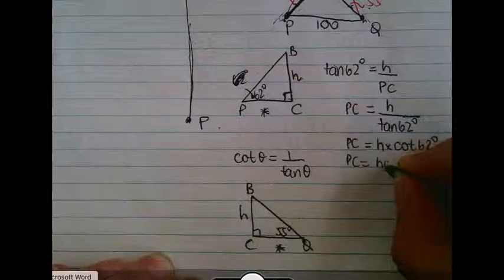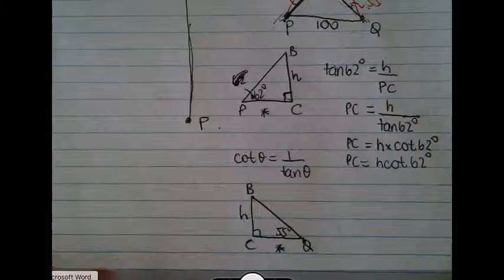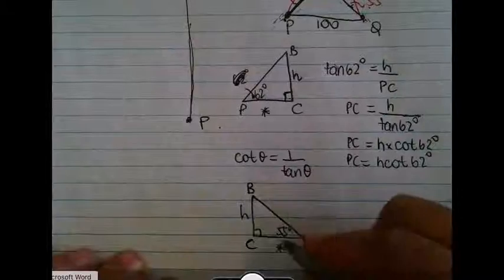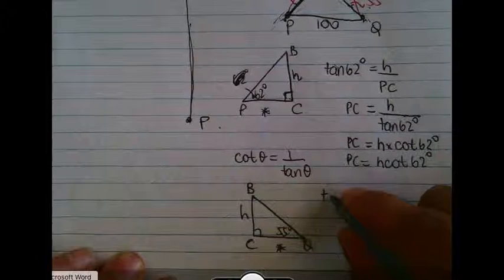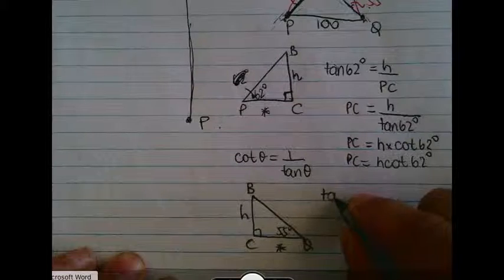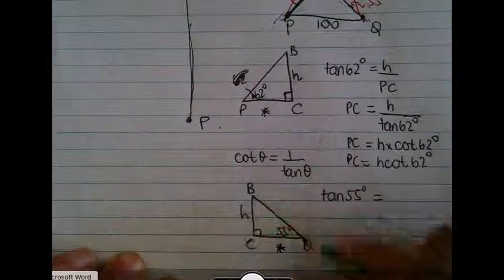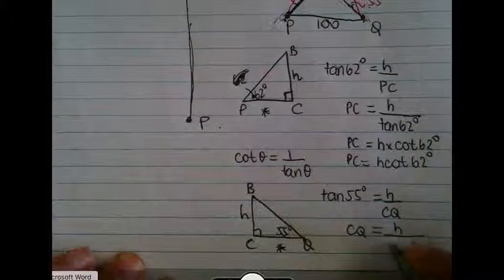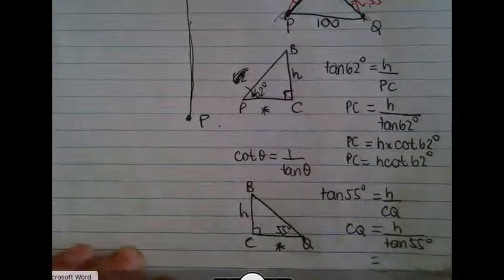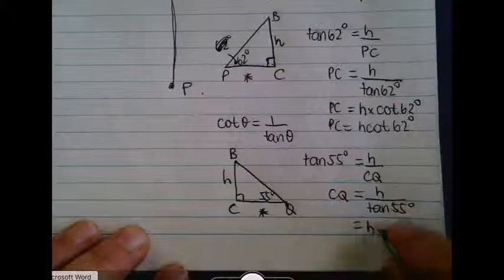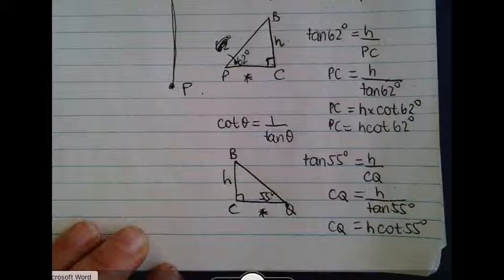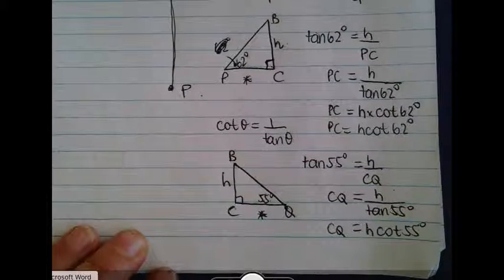So PC is H cot 62. So instead of writing H divided by tan 62, you write it as cot. Because 1 on tan is cot. All right, what do you do now? Again, the same? Yeah, so don't you write tan of 55 degrees is what? H over CQ. So CQ is H over tan 55. And we know that something over tan is the same as writing cot. So CQ is H cot 55.